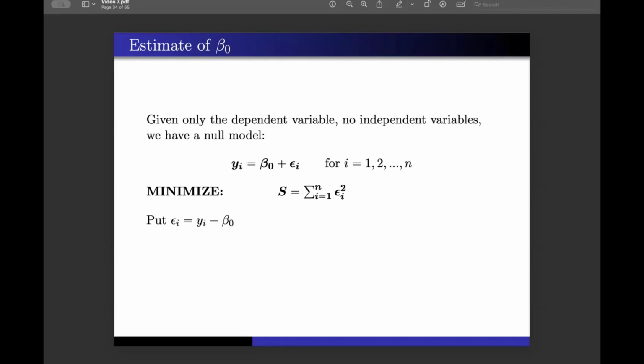And the moment we put epsilon i equals y_i minus beta naught in this function S, we get S equals summation i going from 1 to n of (y_i minus beta naught) whole square. If we look at this equation now, for each observation 1 to n, we will have the value of y_i. And we will minimize this function S over beta naught. We will use basic calculus in it.